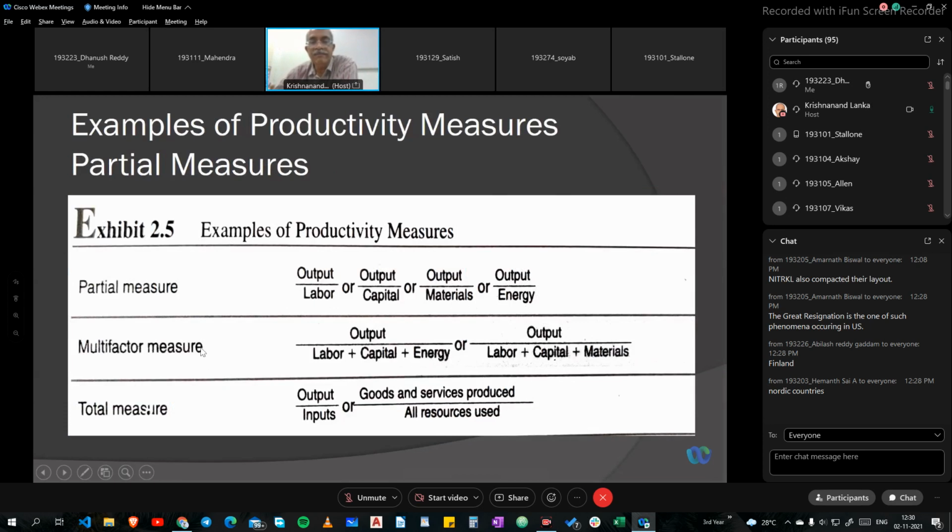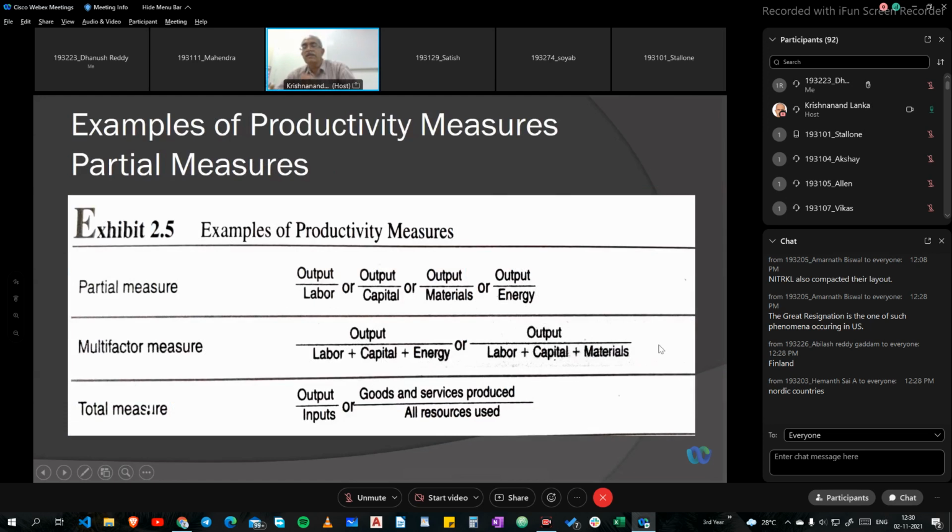Multi-factor productivity means you can use a combination of inputs, for example, output by labor, capital, and energy. Or another combination is labor, capital, and materials, depending on what crucial input resources you are using and which you feel you have to monitor closely to improve your productivity.